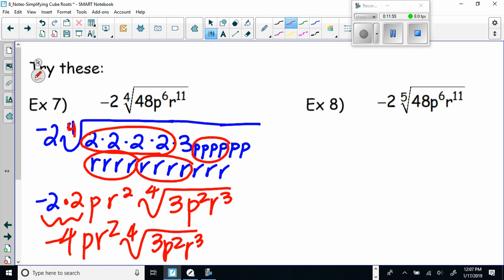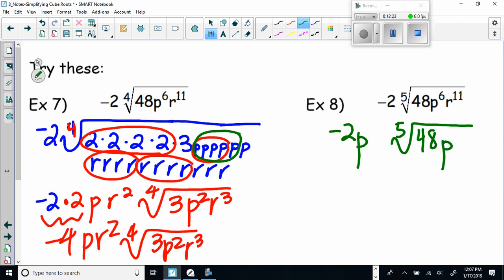All right, not too bad. Now let's look at the 5th root. It's the same value. I'm just going to change colors here. So I still have the -2. Am I going to pull anything out of this 48? Do you see 5 of a kind? Nope. So underneath that radical, that 48 is going to stay. Now, p's, I do have 5 of them. So I'll pull 1 out, and that'll leave 1 underneath. Out of the 11 r's, there's 1 and 2. So r squared with just 1 left over underneath the radical.